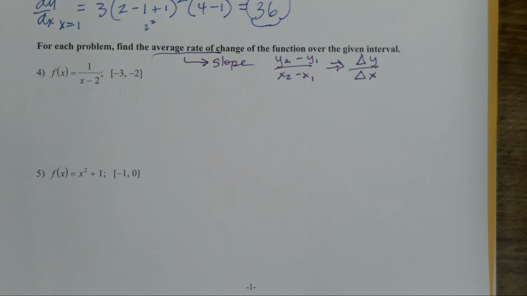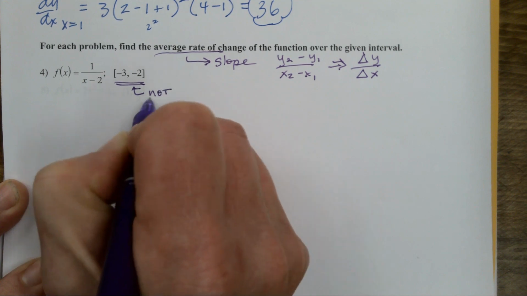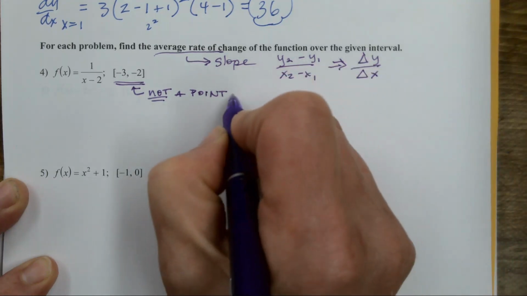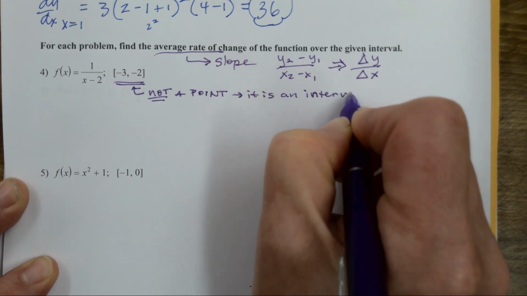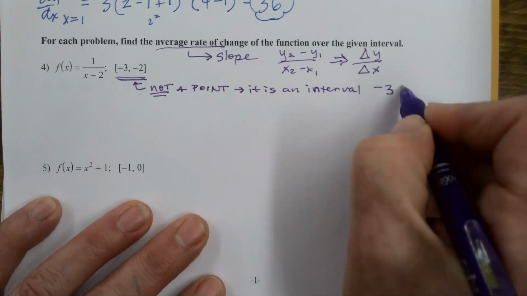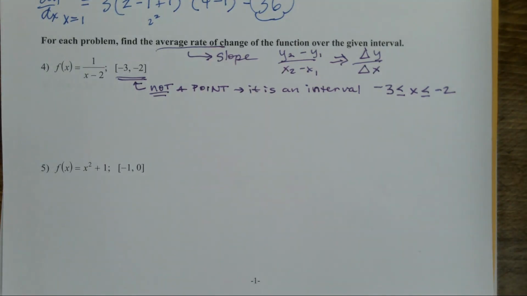And so I need to not take the derivative when I'm doing the average rate of change, but instead I need 2 points. This is not a point. It is an interval. And we can interpret that differently. I am looking at x values that go from -3 up to -2. That's just another way of writing that interval. These are only the x values.